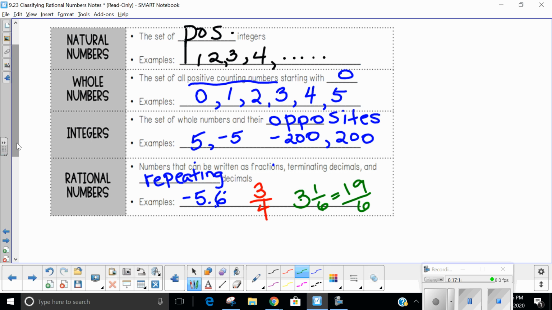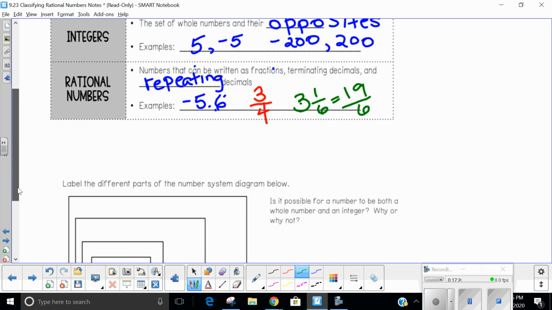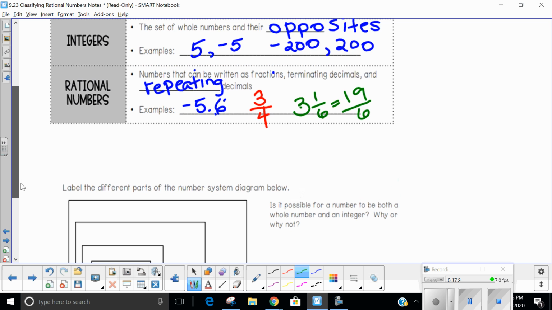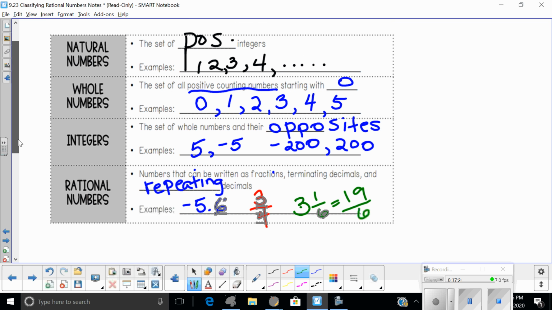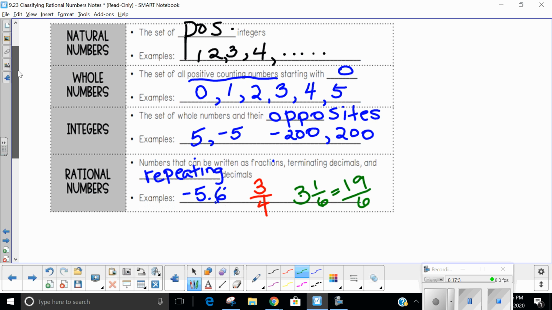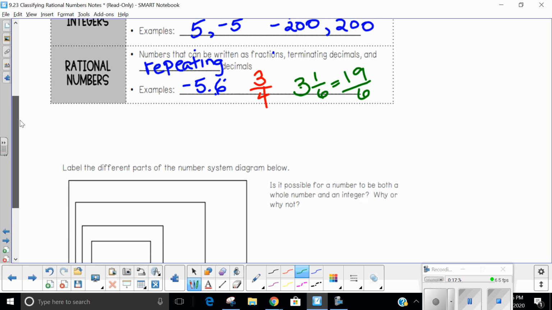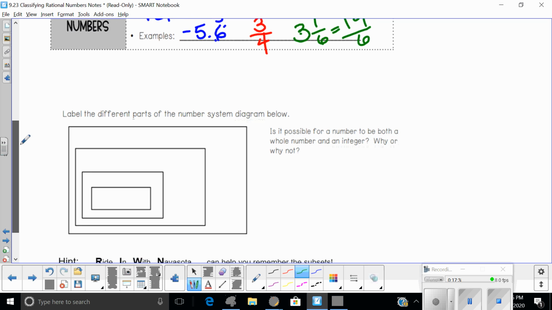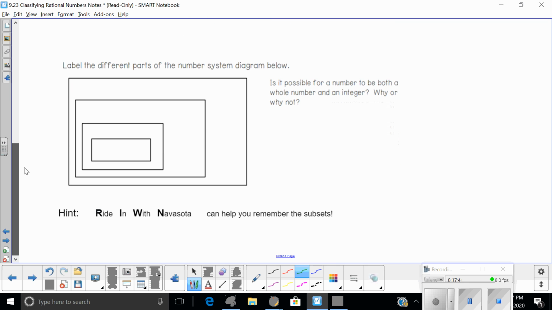Okay, so let's go down a little bit further. So let's do an example. Let's label this. Now up here we talked about natural numbers. So that's the set of all the positive integers. So I'm going to show you where that goes in the diagram, because you'll need to know this for the STAR test. Okay, so we're going to label the parts of the number system diagram below.